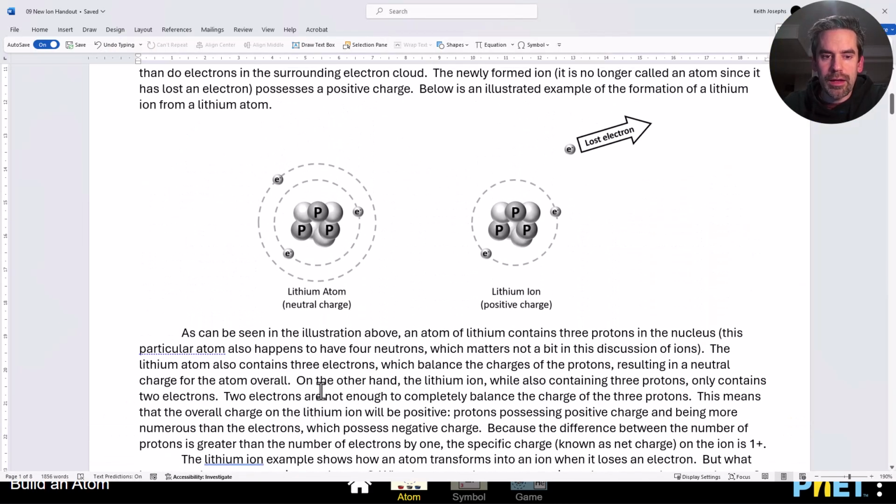On the other hand, the lithium ion, while also containing 3 protons, only contains 2 electrons. 2 electrons are not enough to completely balance the charge of the 3 protons. This means that the overall charge on the lithium ion will be positive, protons possessing positive charge and being more numerous than the electrons, which possess negative charge. Because the number of protons is greater than the number of electrons by 1, the specific charge, known as net charge, on the ion is +1.